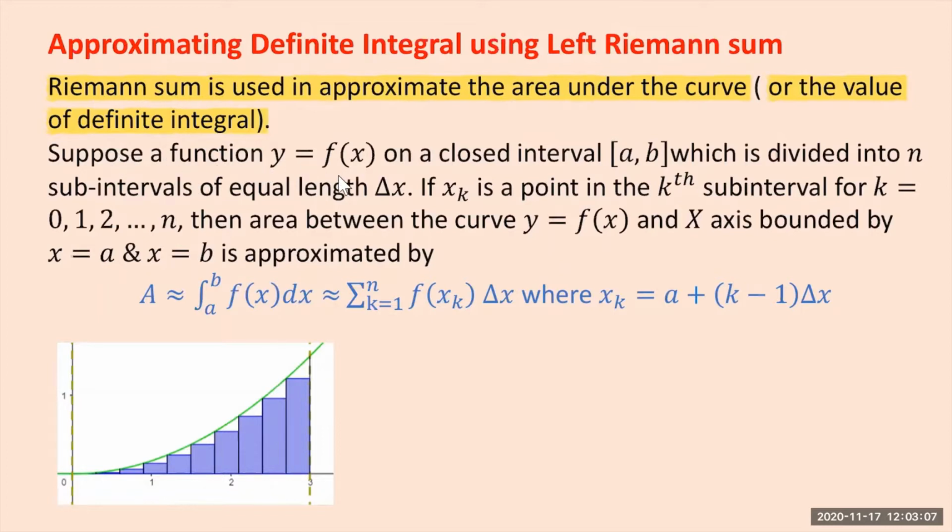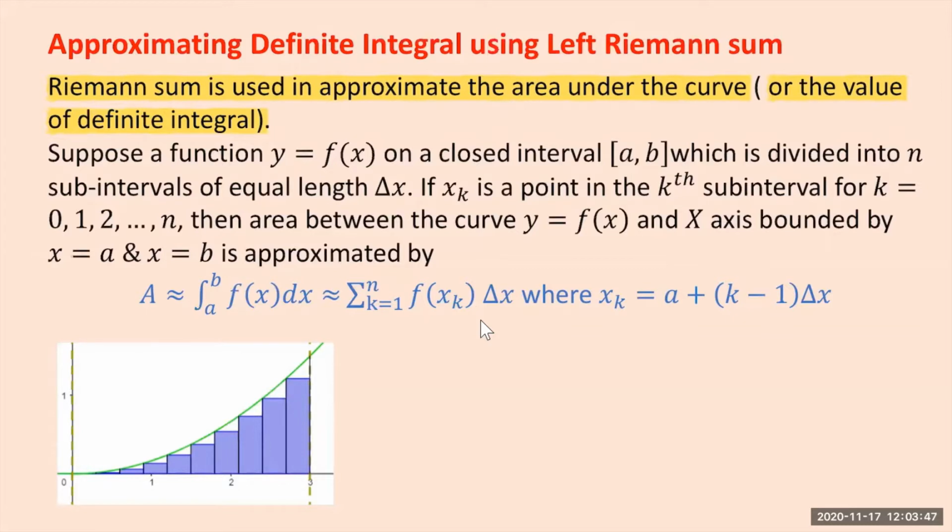Suppose a function y equal to f of x on the closed interval [a, b], which is divided into n subintervals of equal length delta x. If xk is the point in the kth subinterval for k equal to 0, 1, 2, 3, 4 up to n, then the area between the curve y equal to f of x and the x-axis bounded by x equal to a and x equal to b is given by this formula here. Okay, if I just read that definition, it doesn't make a lot of sense. So I'm going to explain this using a diagram here.